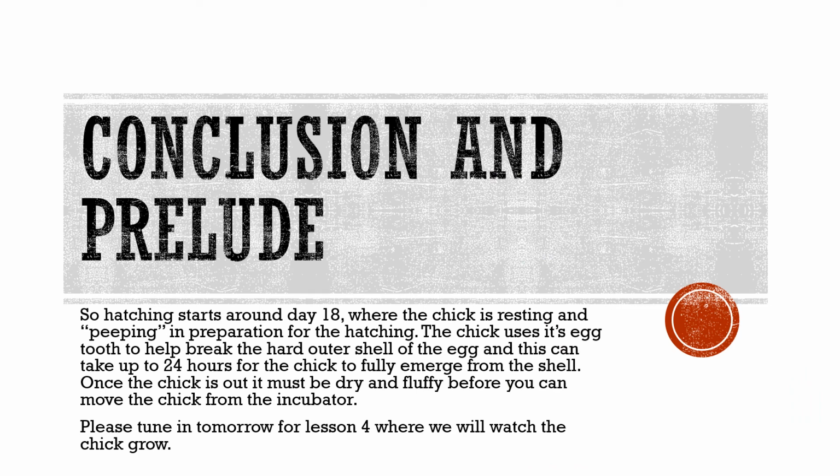Now, conclusion and our prelude. So hatching starts around day 18. That's where the chick is resting and, most of the time, peeping in preparation for the hatching. The chick uses its egg tooth to help break the hard outer shell of the egg, and it can take up to 24 hours for the chick to fully emerge from the shell. Once the chick is out, it must be dry and fluffy before you can move it from the incubator. That kind of helps with body temperature regularity. Also, once again, if the chick is with its mother or the hen, then you don't have those issues to worry about.